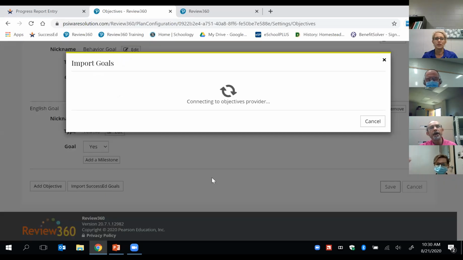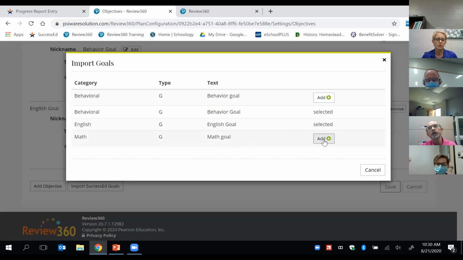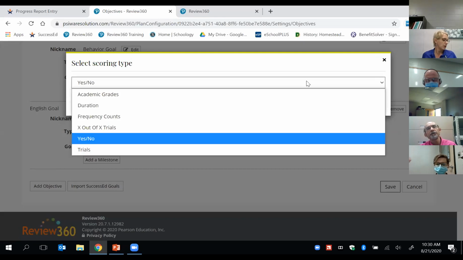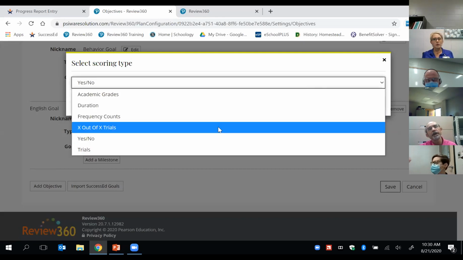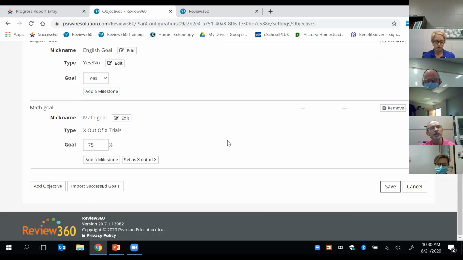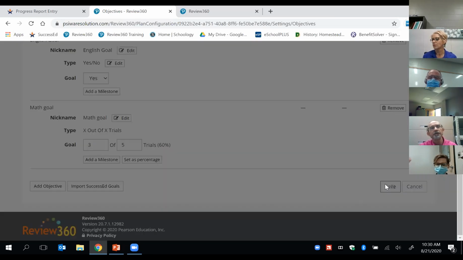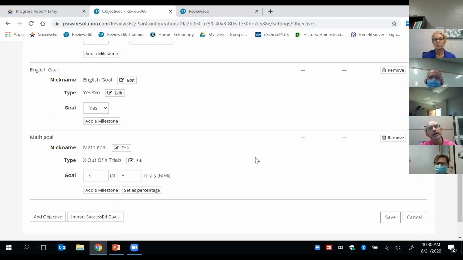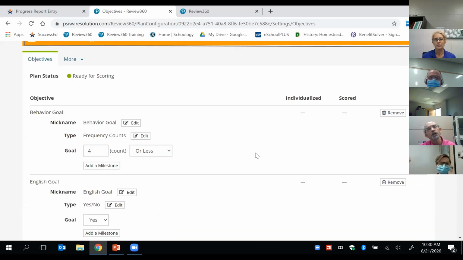Let's go ahead and do the math goal. Let's say the math goal needs to be documented. It's written as a trial. So you would choose X out of X trials. You would want to set it as X out of X. And let's say the expected mastery level is 3 out of 5. Go ahead and save that. And this plan is now set up with all of the goals.